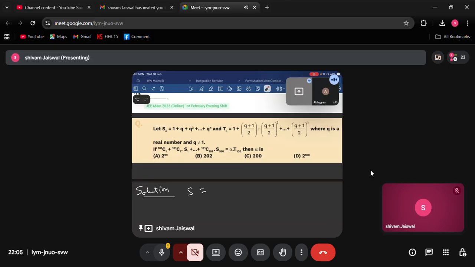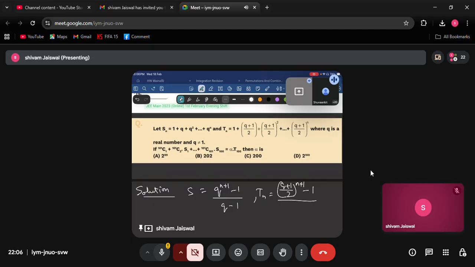Anyways, pay attention. There are actually n plus 1 terms, right? Tell me, Shwankit, there are n plus 1 terms. So can I write S is equal to q to the power n plus 1 minus 1 upon q minus 1? Right, Shwankit? Yes, sir. And what is Tn then? Tn will be equal to (q plus 1 by 2) whole to the power n plus 1 minus 1 upon (q plus 1 by 2) minus 1. Can you understand?